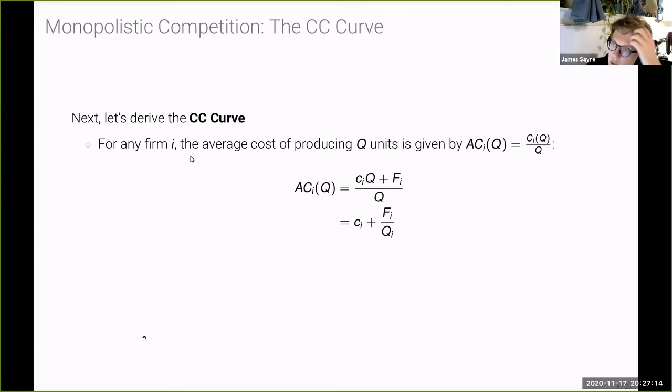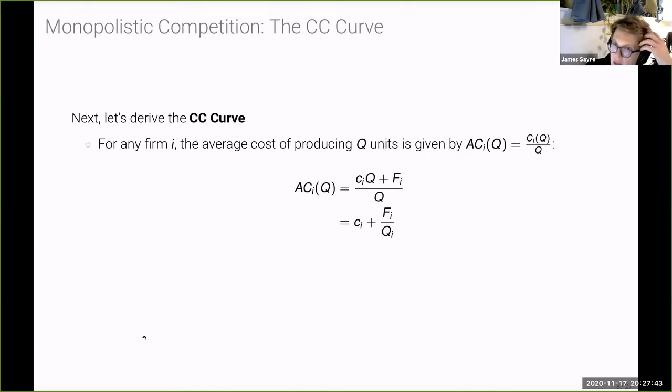Next, I'm going to derive the CC curve, which is another expression. I'm not sure why, but historically these are called the PP and CC curves. I think the easier name for the CC curve is just the average cost curve. The average cost curve tells us, for any firm i, what the average cost of producing Q units is going to be.